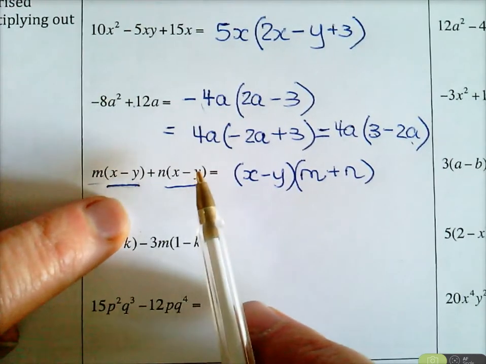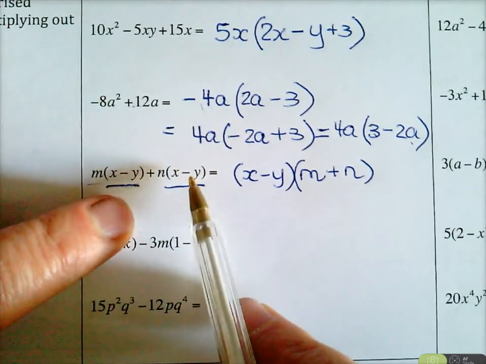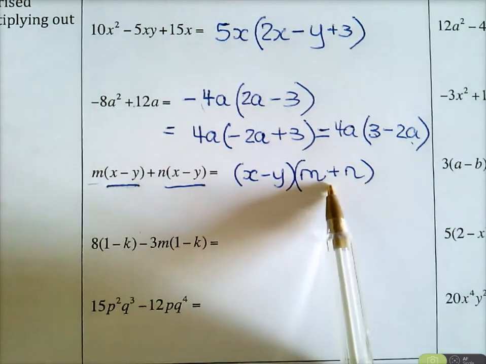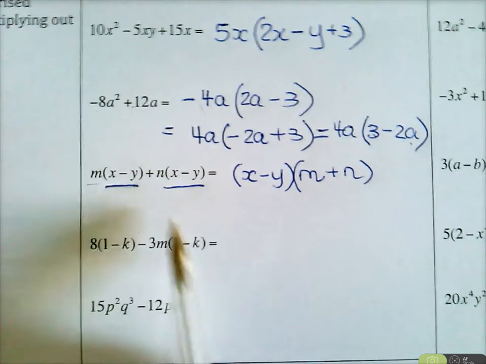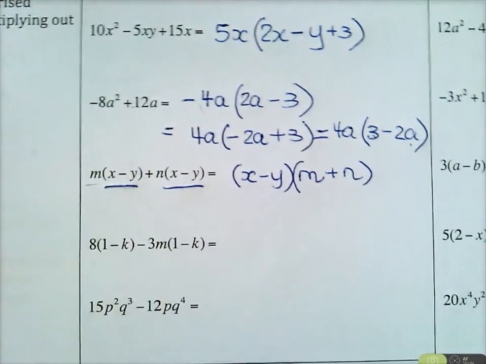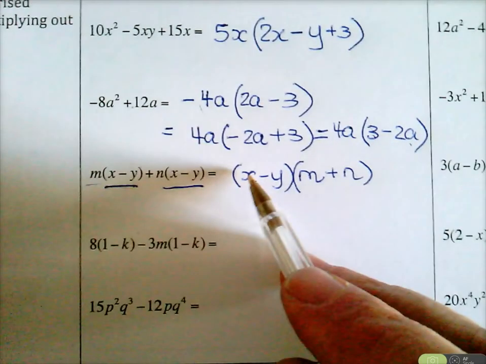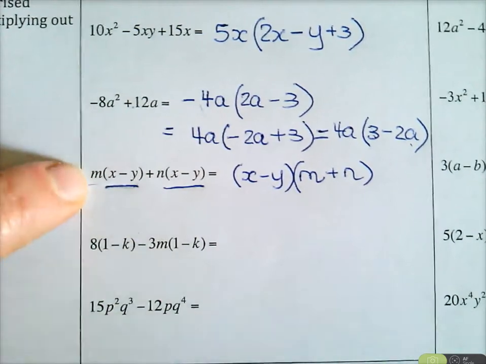This can be factorized further because there's a common factor in both those terms. So what I've written on the right here is simpler than what's written there. When we factorize, we're pulling out something common in the two terms. And x minus y is in common, so it comes out. What's left over? M plus n.